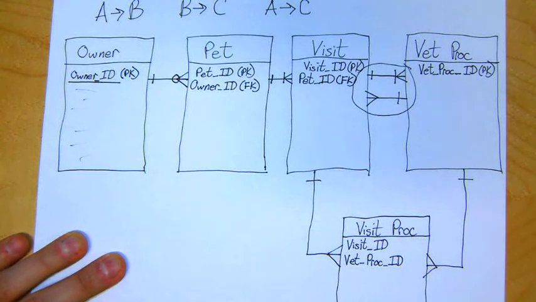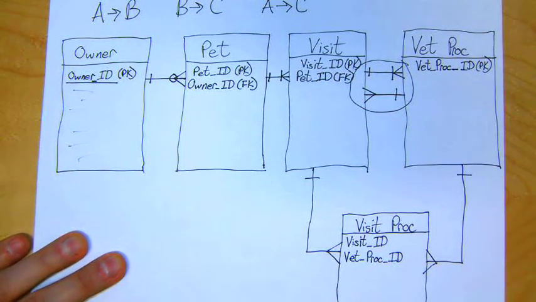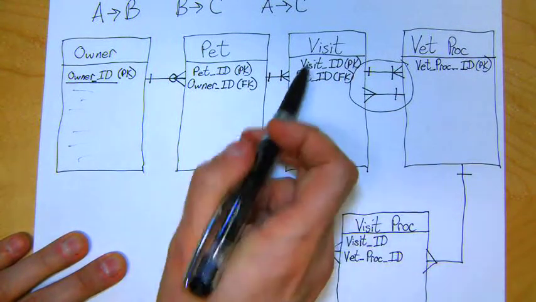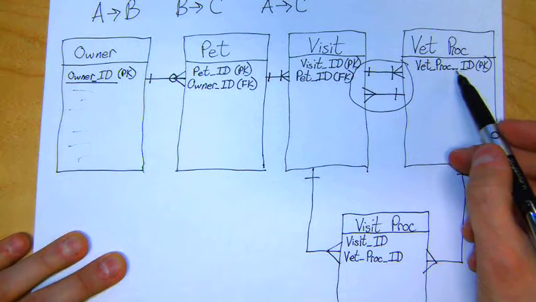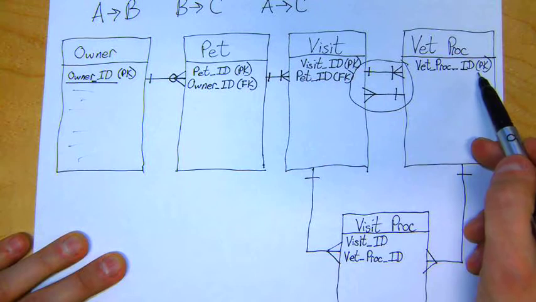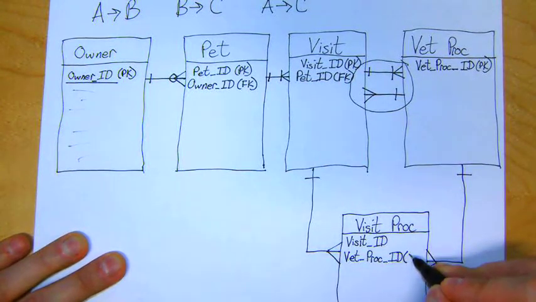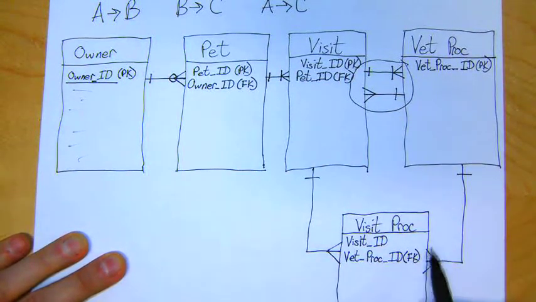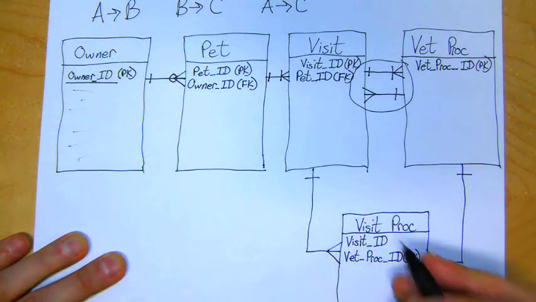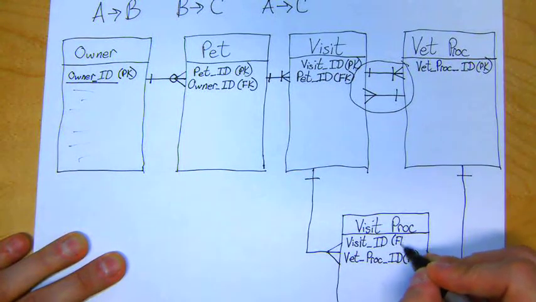Now, where it gets a little bit confusing, and this is where we'll end for the day. If you remember, we pulled visit ID from this table, and we pulled veterinary procedure ID from this table. And so this is a primary key, and this is going to be a foreign key, right? Because we have a one-to-many relationship. And likewise, this is a primary key. Come down here, and this is going to be a foreign key.